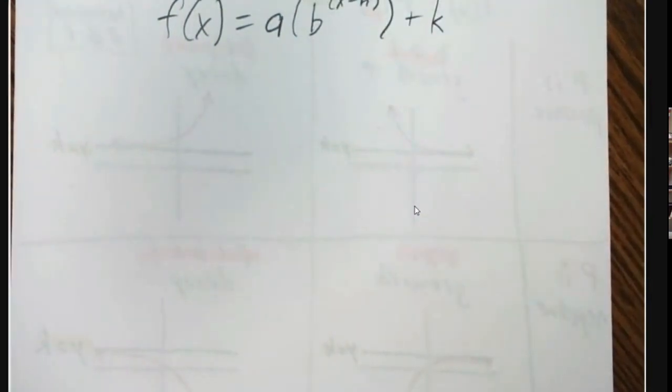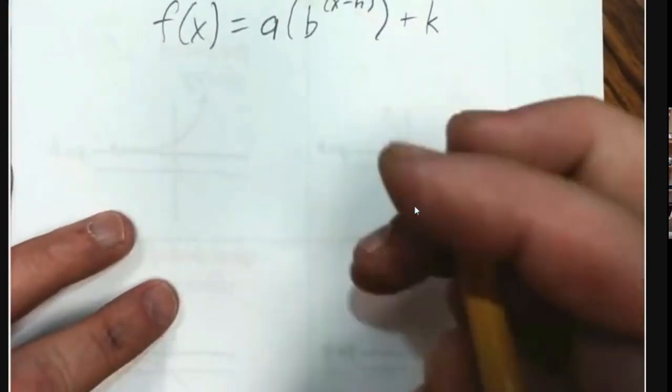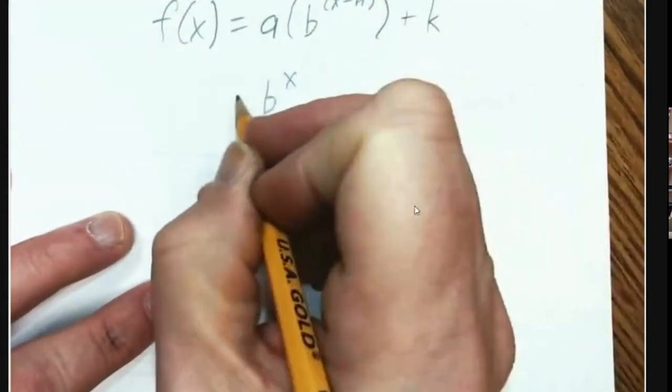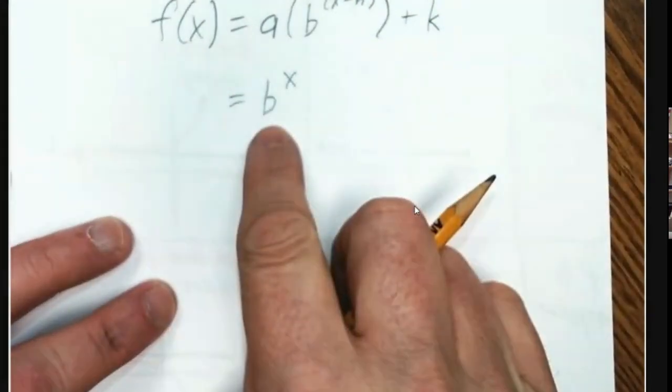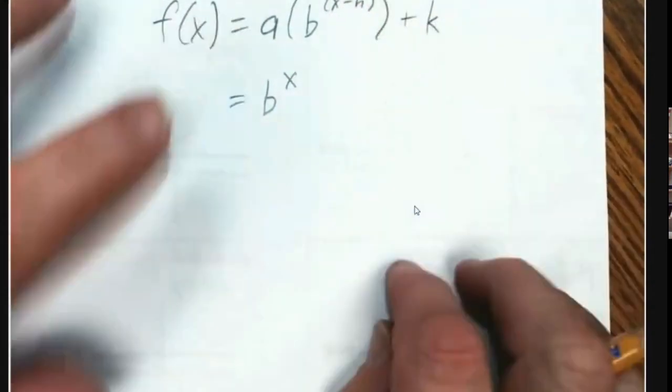A, b, h, and k. Is that what they use? Okay, that's what they used. All right, so the most basic form of this would just be b to the x, right? That's if the a was 1 and h and k were both 0.